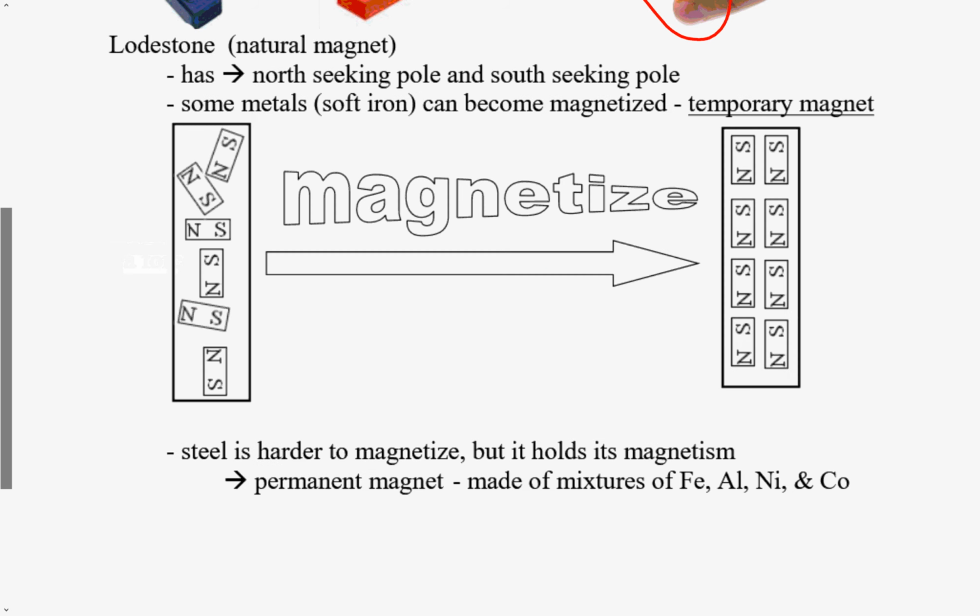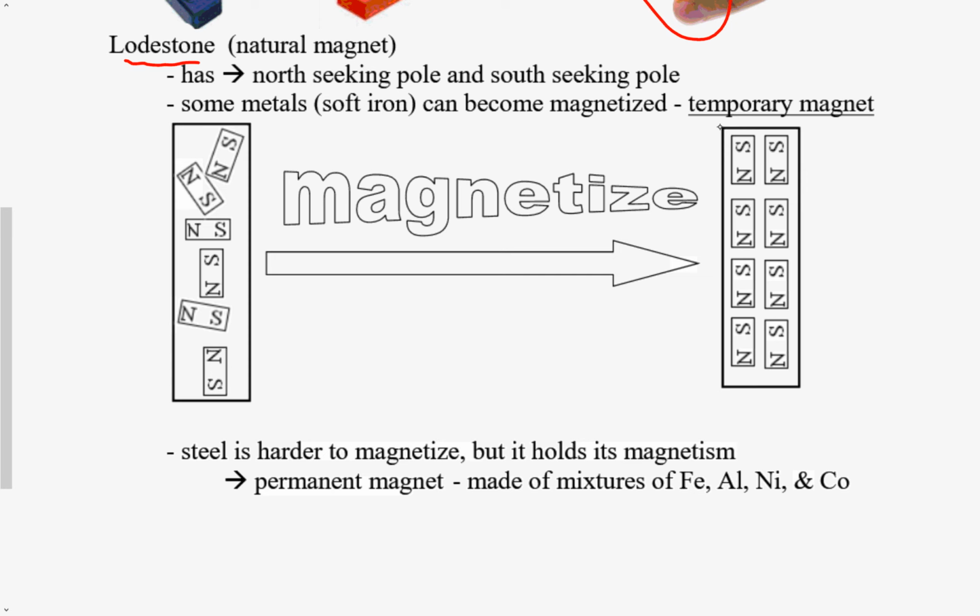So let's get into specifically what it is to be a magnet or to magnetize something. Normally, the first thing we would do is a lab before we even looked at these notes, describing what a magnet is and this attraction and repulsion. But in this case, we're going to look at something else. A lodestone is just a name for a natural magnet. In other words, a magnet that you can literally dig out of the ground. It has a north pole and a south-seeking pole. Some metals, like soft iron, can become magnetized and make what's called a temporary magnet.